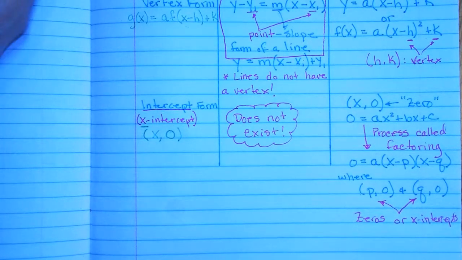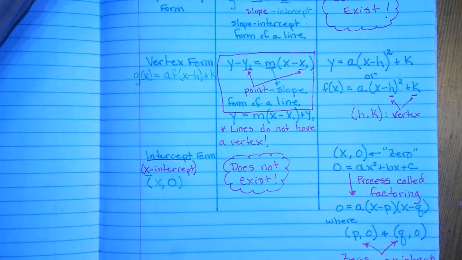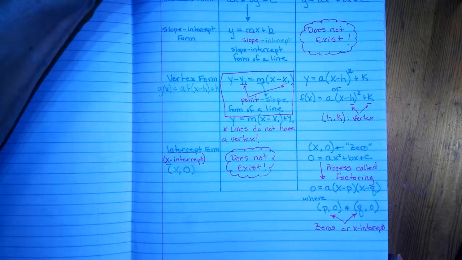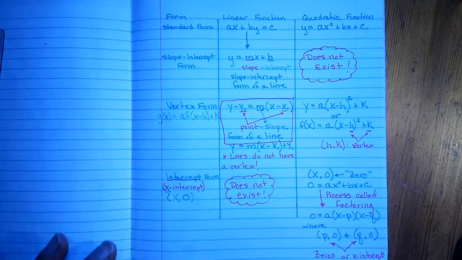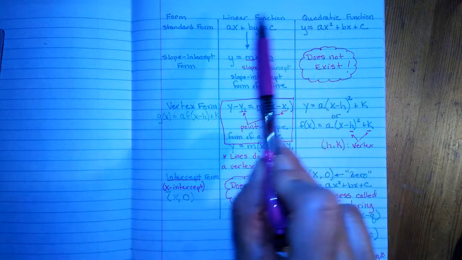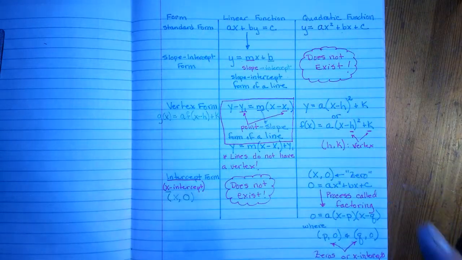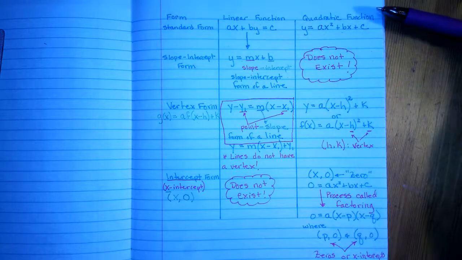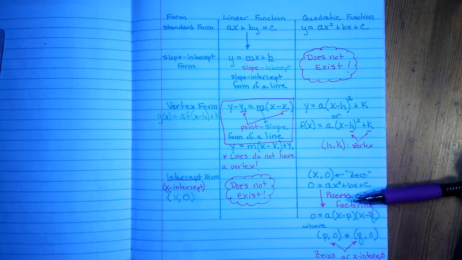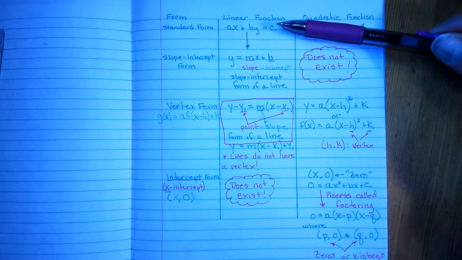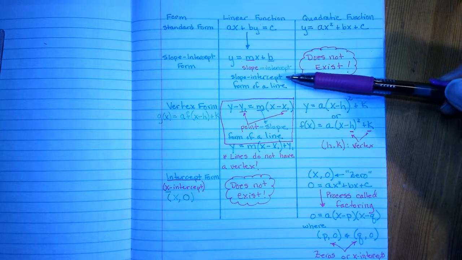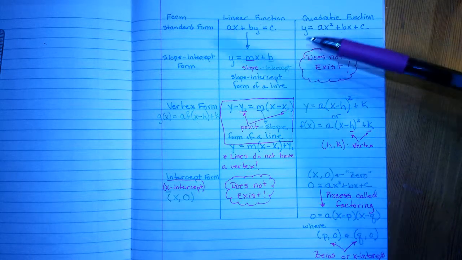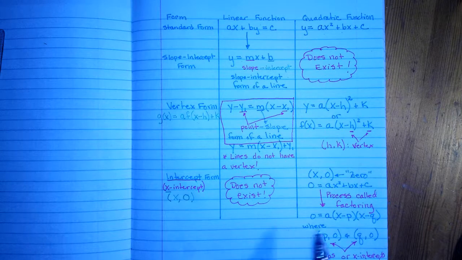So the reason I bring this up is because oftentimes students get confused with thinking that form is always one thing or the other. As you can see, linear function and quadratic functions have standard forms, but only the quadratic function has a vertex form and an intercept form. Our linear function has a point-slope form of a line, and it also has a slope-intercept form of a line. So depending on what you're talking about, depends on the vocabulary that you will use.